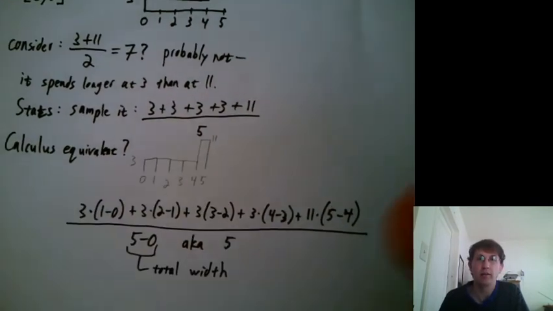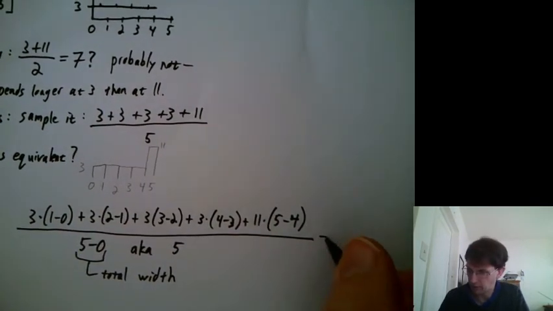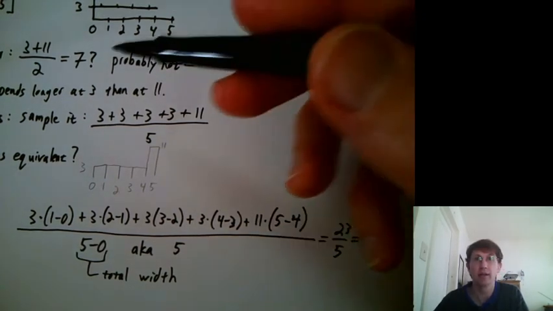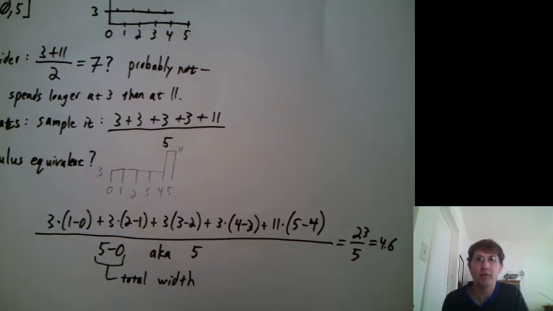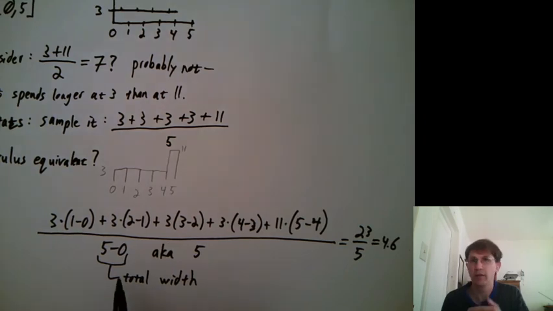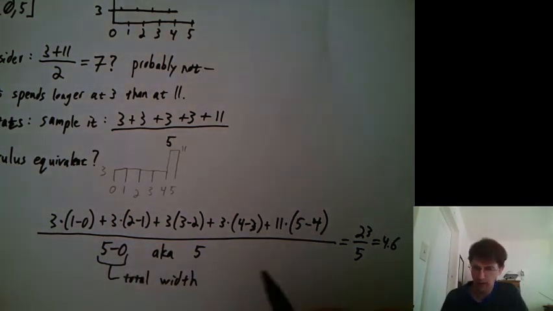Now, the actual answer to this problem isn't all that important. We'll just write it down here real quick. It's 23 over 5, which is 4.6, which is a fair bit lower than 7. But really the main idea we're getting here is break it into pieces, add up the pieces, and then divide by the total stuff you did, whether that's data points or total width.